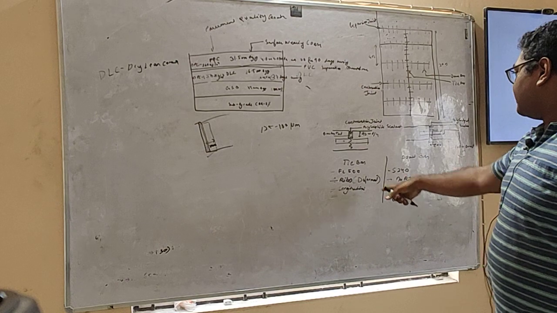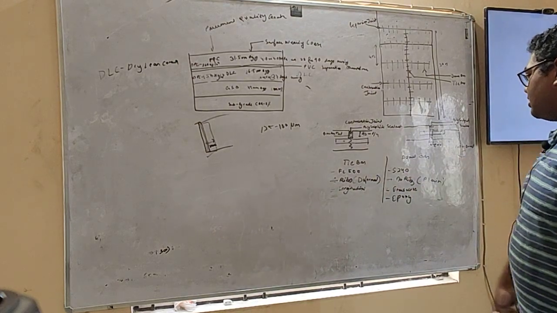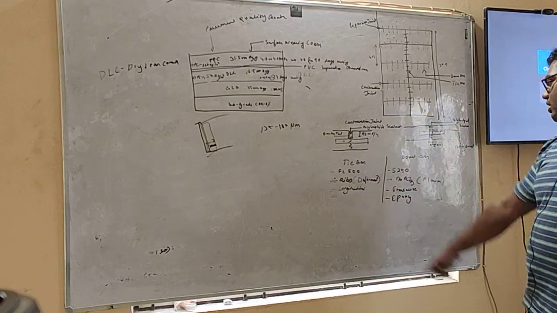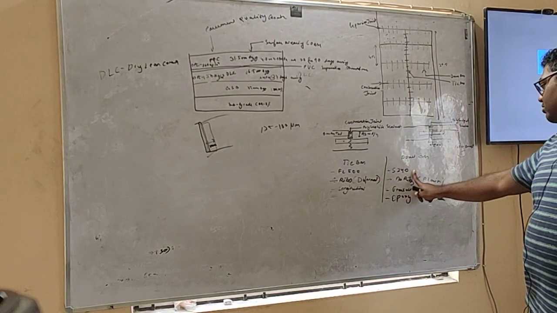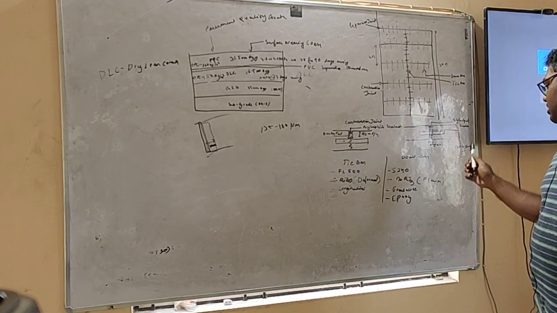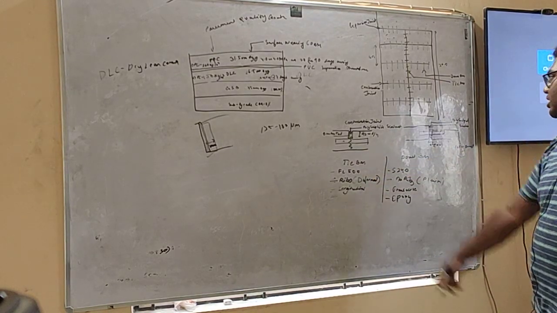And these are basically the differences between the tie bar and dowel bar. In tie bars we have to use FE 500, and in dowel bars we have to use S240. And tie bars are usually deformed and dowel bars are usually plain. These are in longitudinal direction.